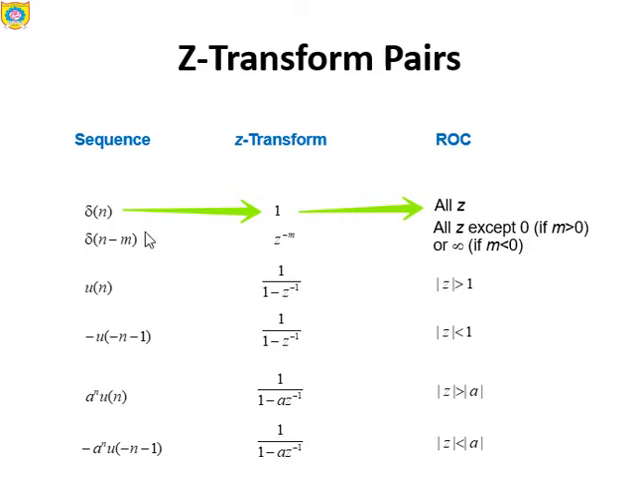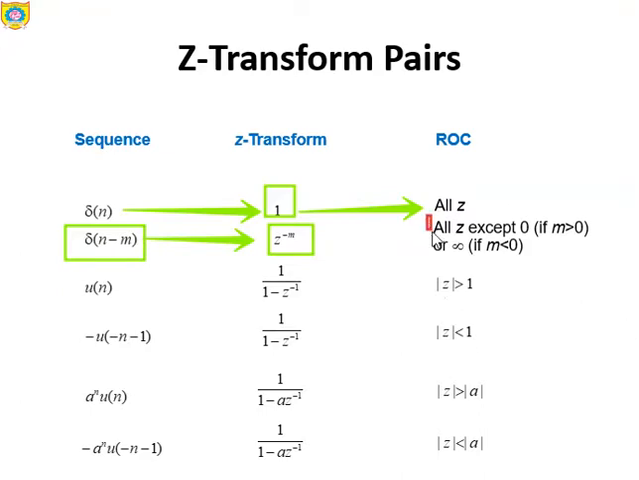Similarly, when this sequence is delayed by an integer value m, it will be represented as delta of n minus m. By applying the time shifting property, we can calculate it here. It is nothing but z raised to minus m times X of z. Here X of z means the Z transform of delta of n, which is 1. So since it is 1, the entire value for delta of n minus m will result in only z raised to minus m.